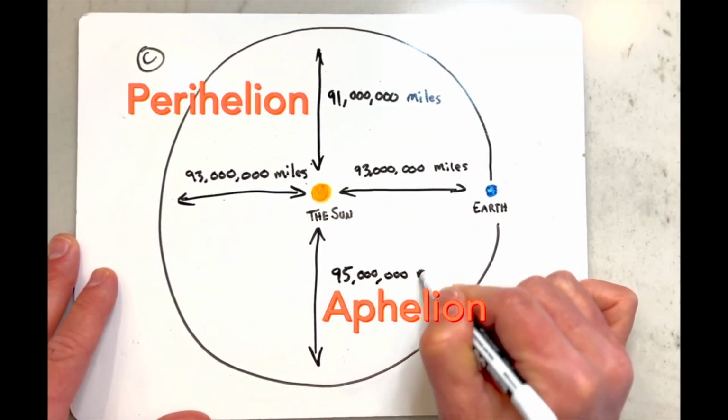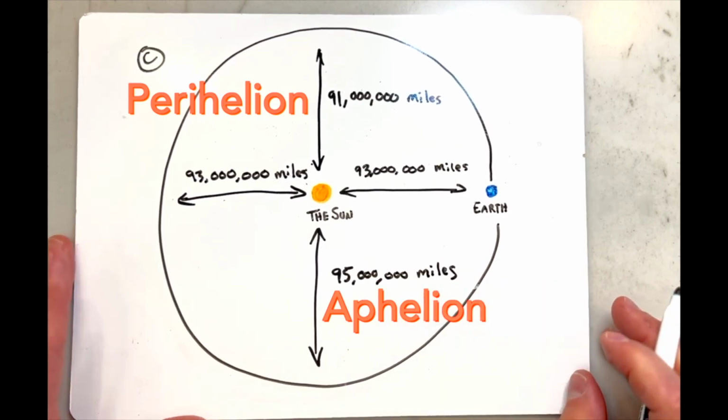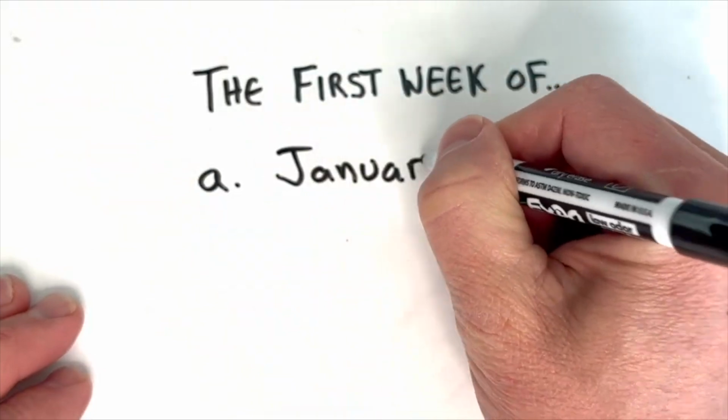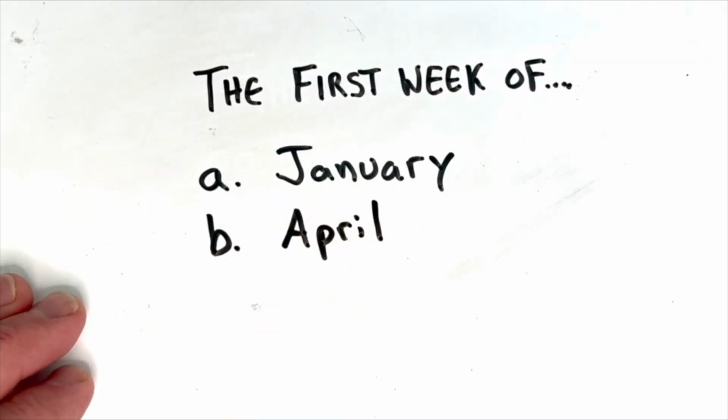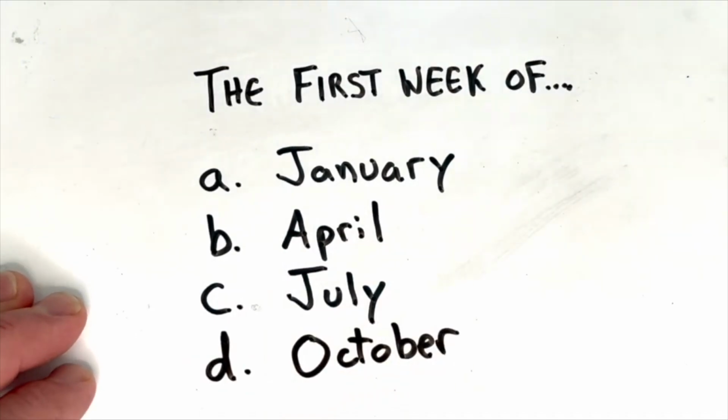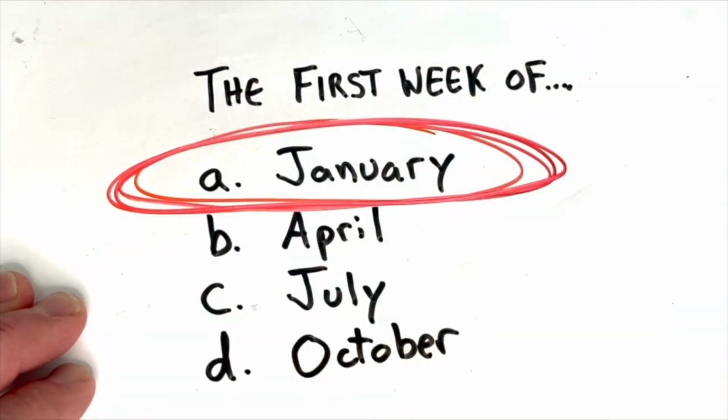And at times, we're 95 million miles from the sun, called aphelion. Which brings me to my second question. At what time of the year is the Earth closest to the sun? Is it the first week of A, January, B, April, C, July, or D, October? And the answer is January.